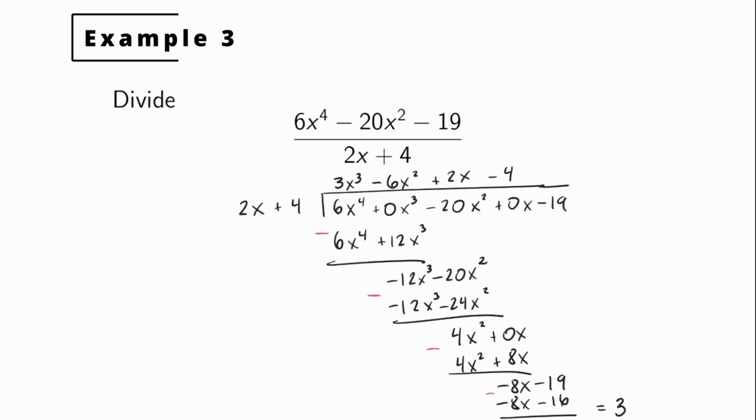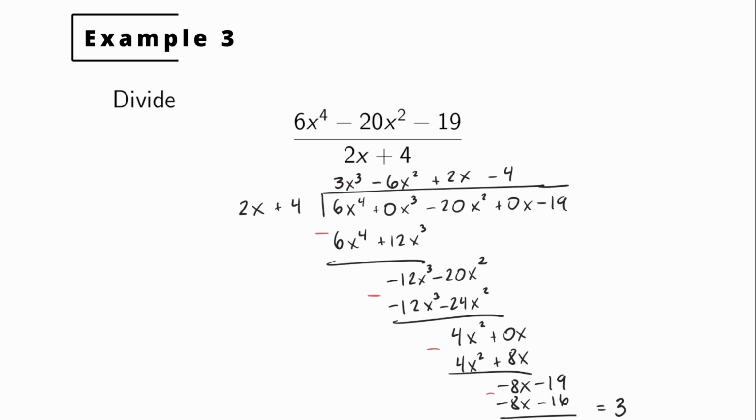And so now the degree of this term, right? This is a constant. Constants are degree 0. It's now smaller than the degree of this term. And so we stop. Once the degree here is smaller than the degree here, we must stop. So this is our remainder, okay? And so this is our quotient up here.